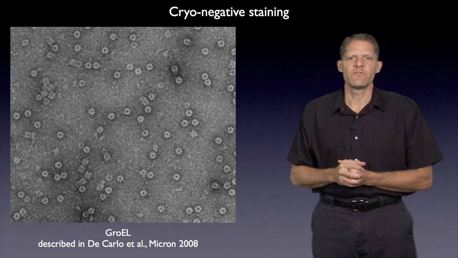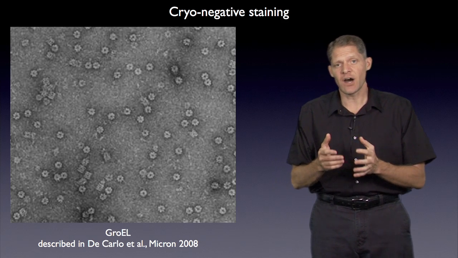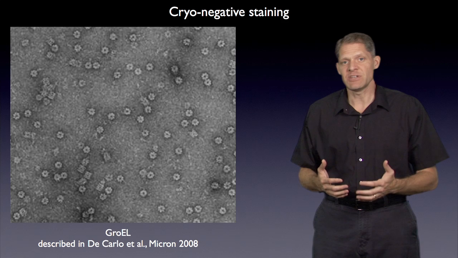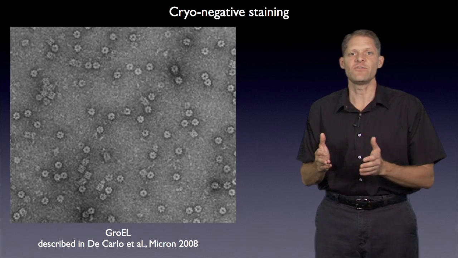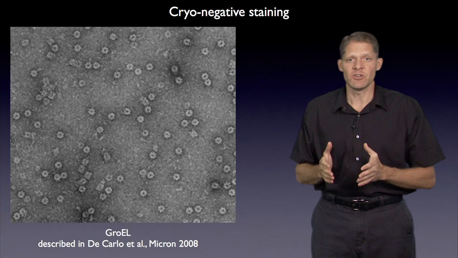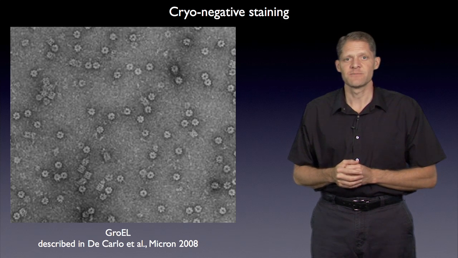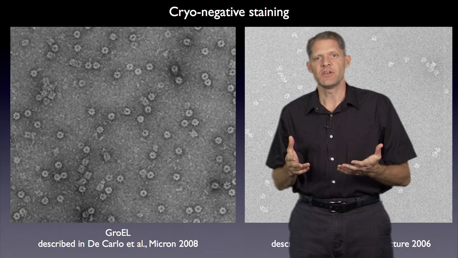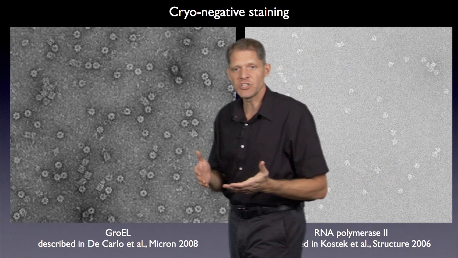The disadvantage is, of course, that contrast is dominated by the stain, and so it suffers some of the same limitations as traditional negative staining, in that the stain is dominating the image rather than the protein densities. Cryonegative staining can help, for instance, in discovering whether or not your sample is homogeneous.